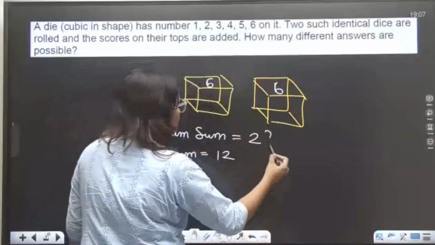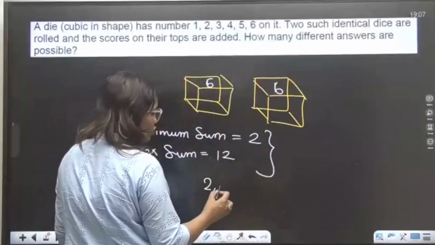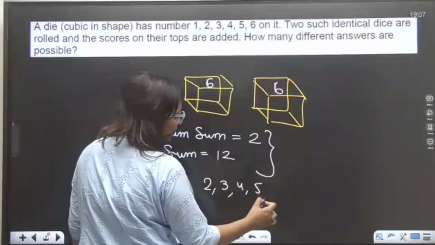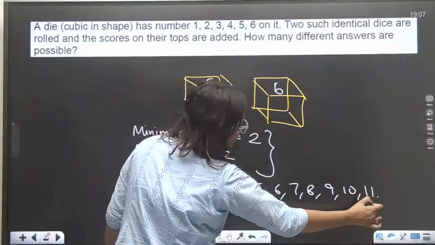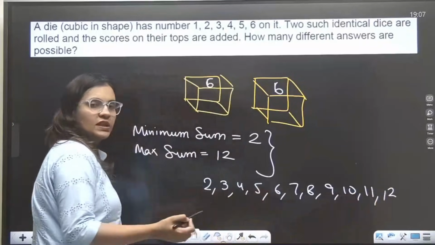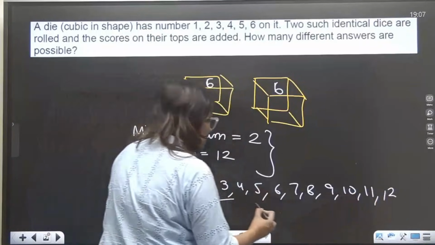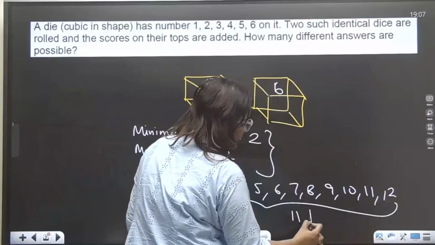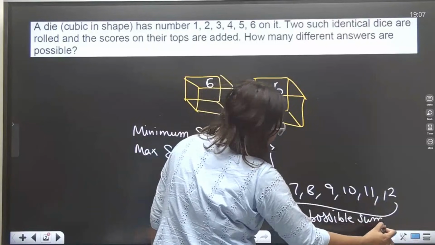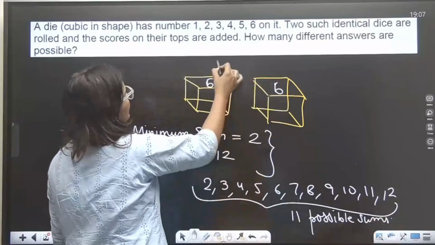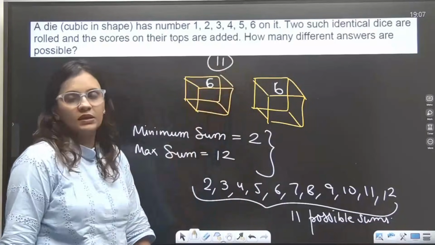So how many numbers are there from 2 to 12? 2, 3, 4, 5, 6, 7, 8, 9, 10, 11 and 12. So from 1 to 12 there are 12 numbers. From 2 to 12 there are 11 possible sums. So 11 possible sums are possible. So our correct answer is 11. Understood everyone?